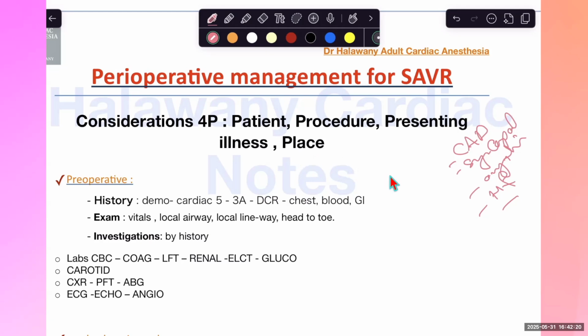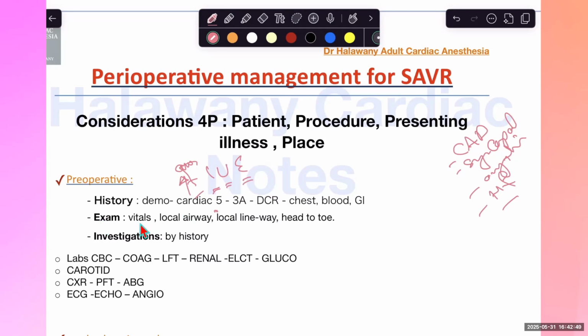Now you have all the consideration about your patient. Let's see what we're gonna do. Preoperative, we will take history. As I told you, 5 CAD. Usually we need an angio, or make sure of the 5, which are the function, the ischemia, the valve. We know aortic stenosis, any other valve problem, and any arrhythmia.